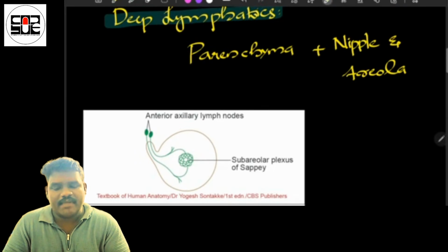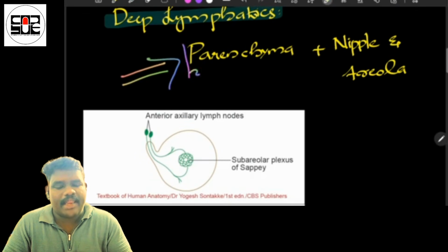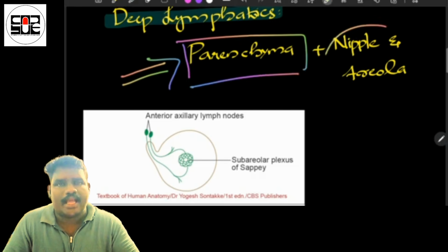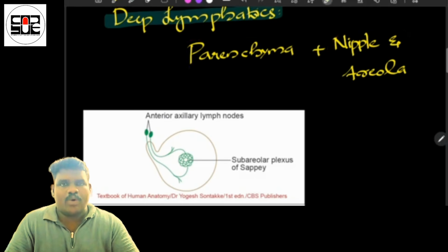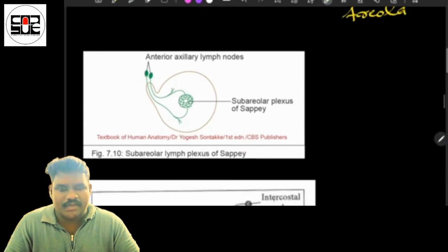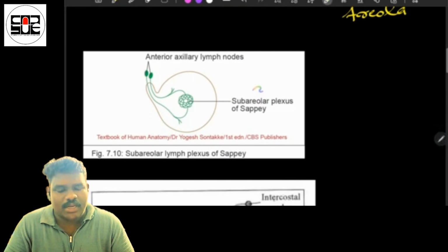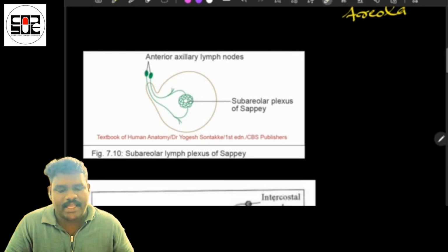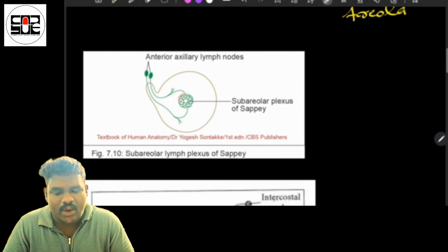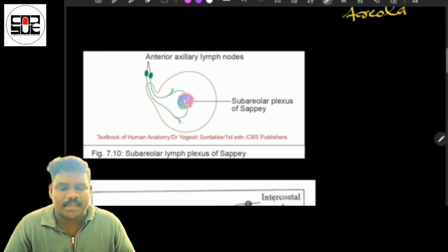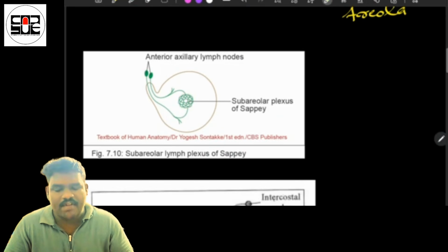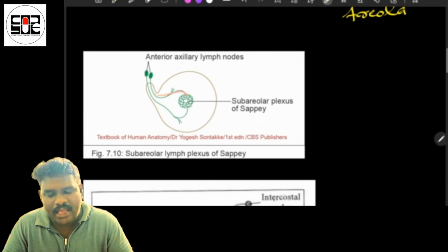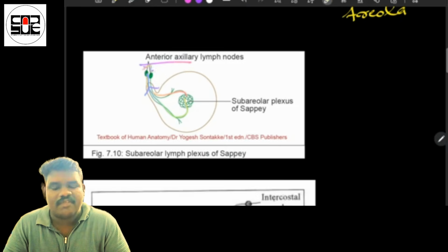As we already mentioned, the deep lymphatics include the parenchyma along with the nipple and areola. Before describing the deep lymphatics, first you have to describe a term called the subareolar plexus of Sappey. The lymphatics deep to the areola join together to form a plexus, called the subareolar plexus of Sappey. From the subareolar plexus of Sappey, the lymphatics are collected and drain into the anterior axillary lymph nodes.